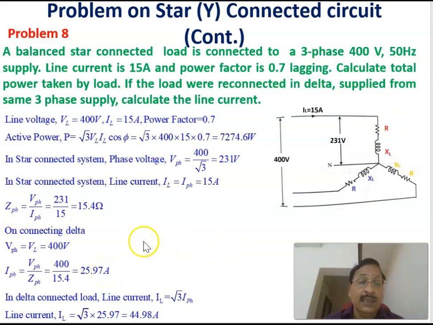When it is connected in delta, this is the phase current, and the line current is given by IL equal to root 3 times IP, which is root 3 times 25.97 amperes, or 44.98 amperes. Therefore, when this load is connected in delta, instead of 15 amperes from the line, it takes 44.98 amperes.